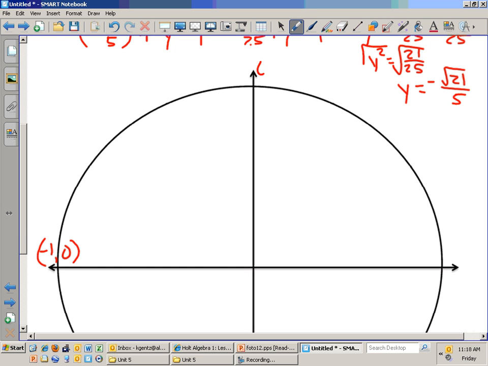I promise. So we have 0, 1. Now we want to do 120 degrees. Well, 120 degrees would be here to here. Okay? And if you notice, question.